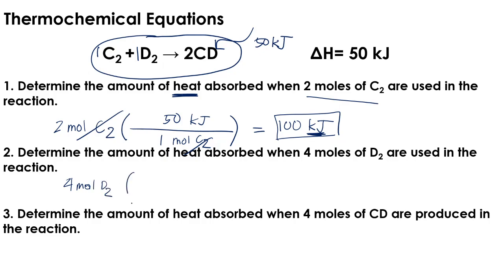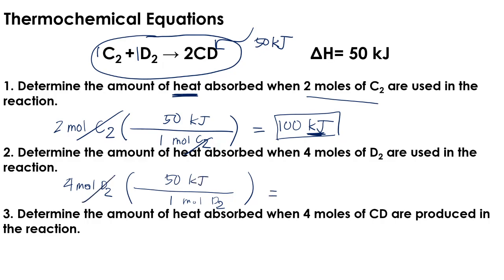And then we'll find out the amount of heat absorbed. And again, the heat is equal to delta H. So here, the moles of D2. And then let's look at the thermochemical equation. The coefficient here is 1, so let's put 1 here. Now for every 1 mole of D2, delta H is equal to 50 kilojoules. 50 kilojoules, and I think we're good.